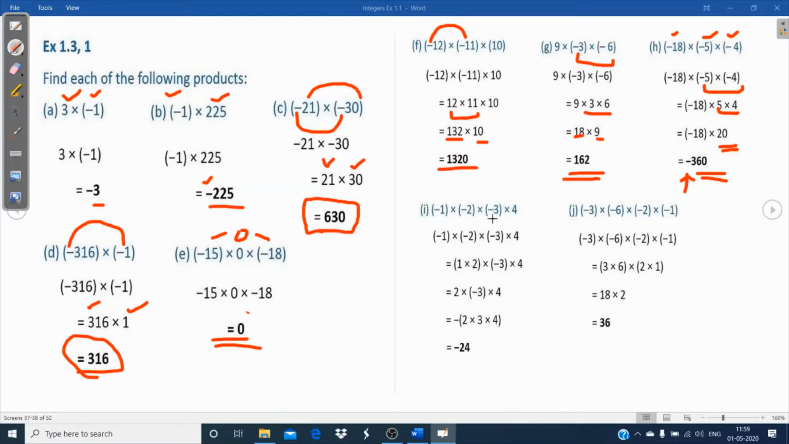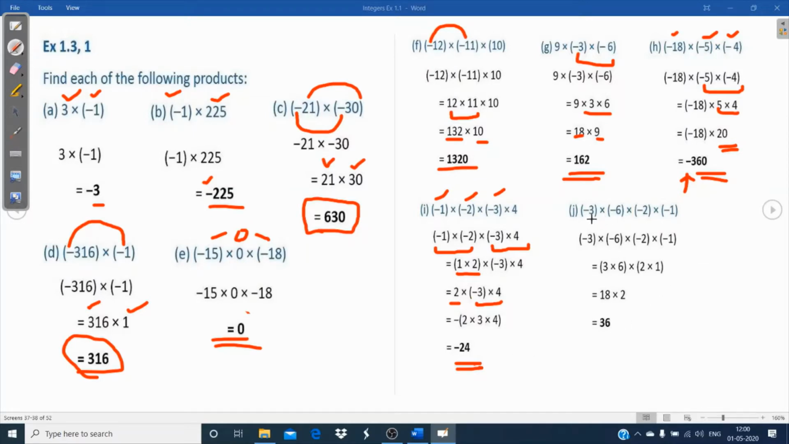Now in next part, four integers are there. Out of them, three integers are negative and one is positive. So again we'll make a group here: first two integers and last two integers. When you multiply first two integers, minus minus sign will be plus and 2 ones are 2. So what will you get here? 2. And when you multiply last two integers, 3 fours are 12 and sign will be minus. So 3 fours are 12, 12 twos are 24 and sign will be minus.